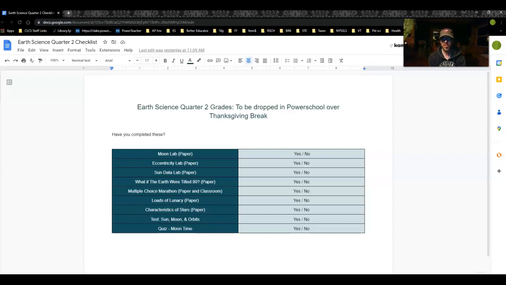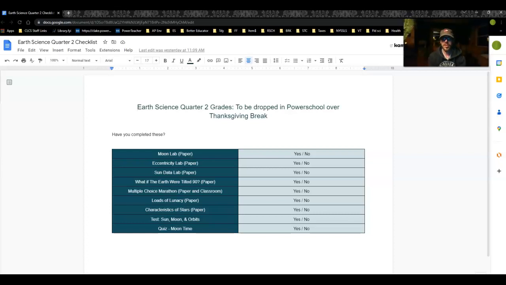Characteristics of stars we're going to be doing tomorrow in class. The test, the sun, moon, and orbits. My morning class, you have done this. If you weren't there on Thursday, then you may not have done it, so you will need to make it up in the DLL this week. My afternoon class, you have not done it. We're going to do it on Tuesday. And then the quiz on moon time, everyone has done that, but if you weren't here on Thursday, then you're going to want to make arrangements to get that taken care of.